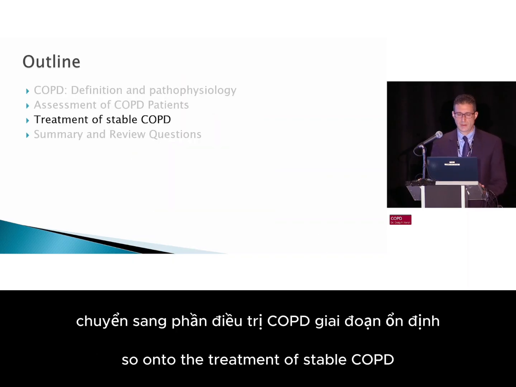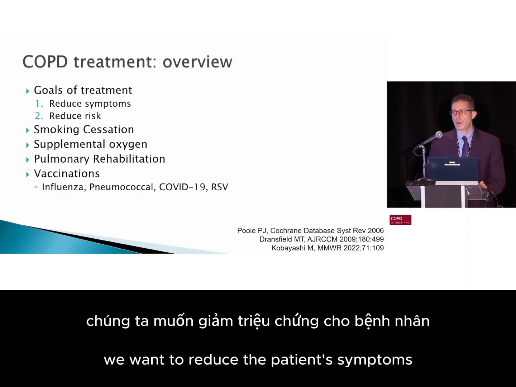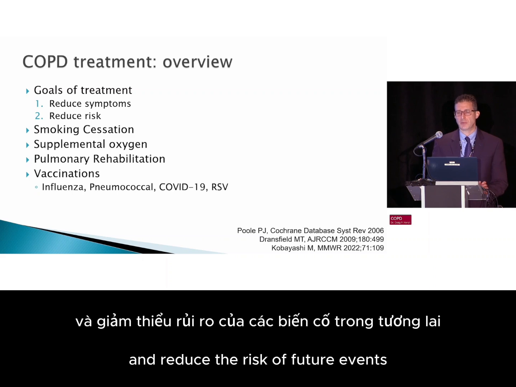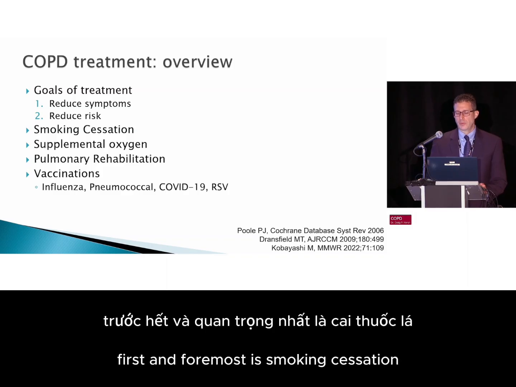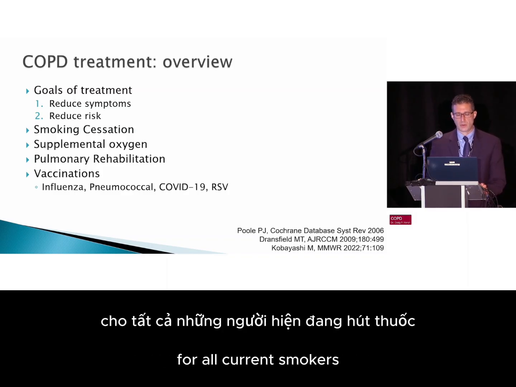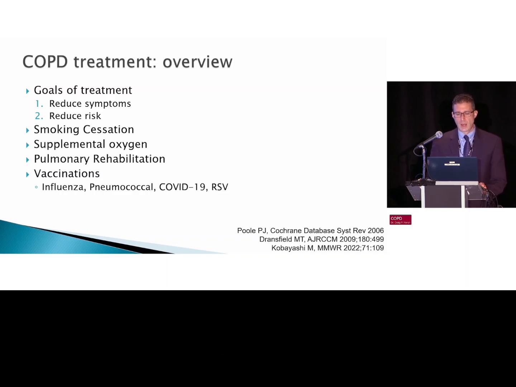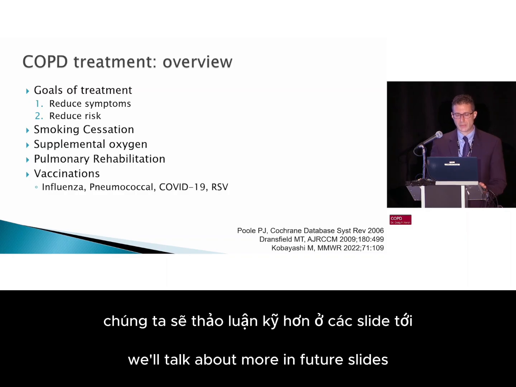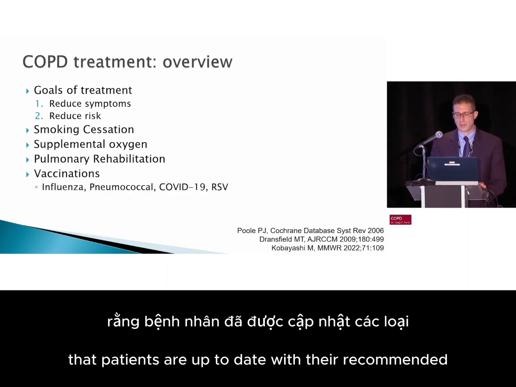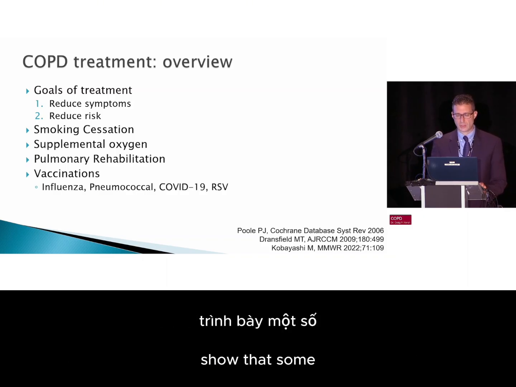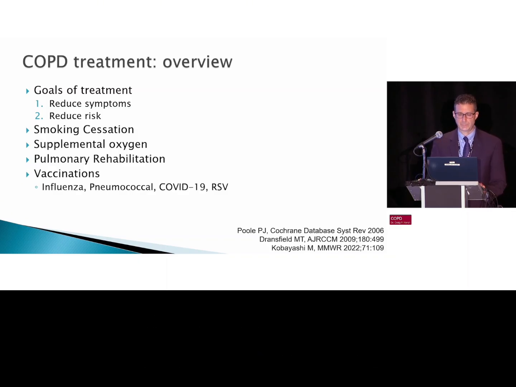So on to the treatment of stable COPD. So general overview to treatment of COPD, there's 2 goals. We want to reduce the patient's symptoms and reduce the risk of future events, exacerbations, decline, mortality, et cetera. First and foremost is smoking cessation for all current smokers, and that is really underappreciated even in our tertiary and quaternary referral center. Supplemental oxygen, we'll talk about more in future slides, as well as pulmonary rehabilitation, and ensuring that patients are up to date with their recommended vaccines, and I show some common vaccines that we have to think about in these patients on this slide.